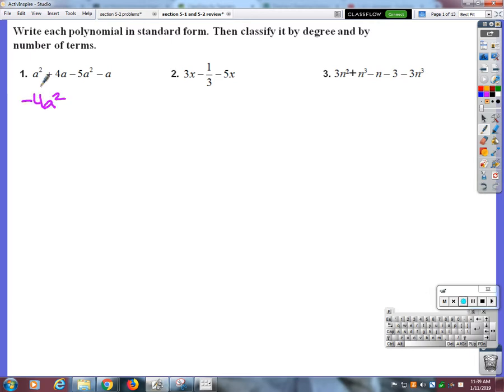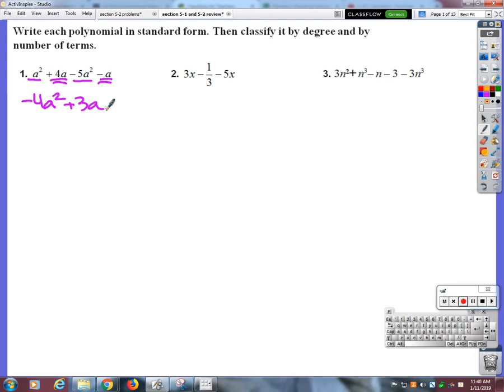Okay, good. So negative 4a squared is what you get when you combine the a squared and the negative 5a squared. Good. And then we also have 4a minus a. That combines to be plus 3a. Okay? So that's the first step. That's like first year algebra stuff. You guys should be pretty good at that.